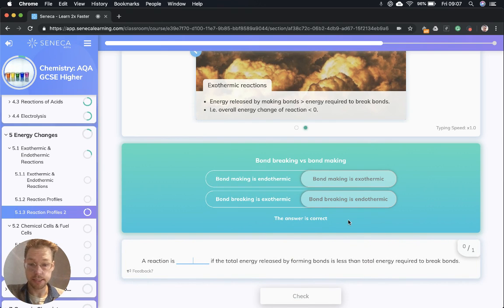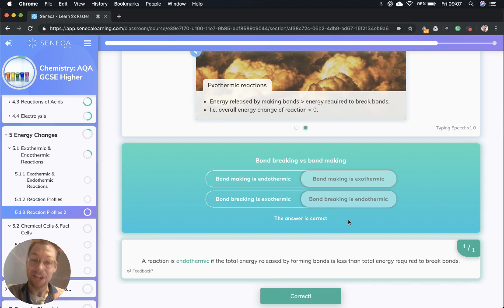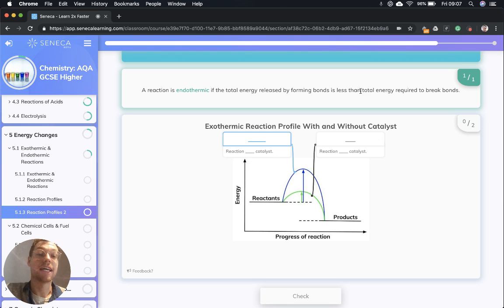Really, really important. And a reaction is endothermic if the total energy released by forming the bonds is less than the total energy required to break the bonds.